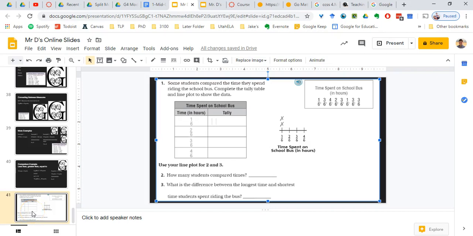This is lesson 12.5. We're dealing with line plots. This is really kind of a one-off lesson. Most of the lessons we do build on each other over several days, and this one's just a lonesome wanderer because we have one lesson on line plots.